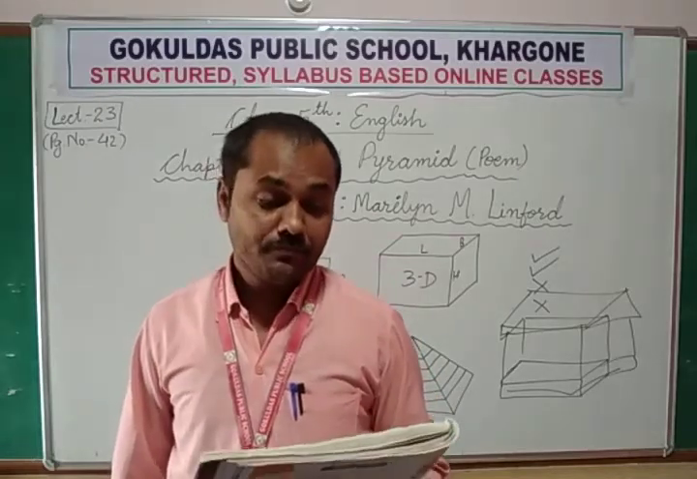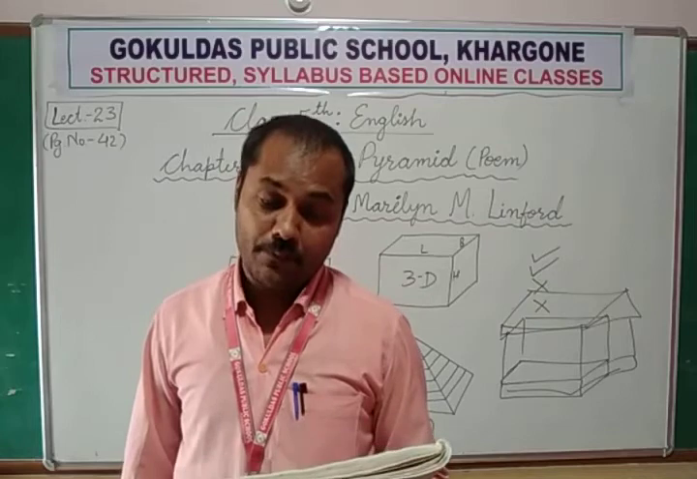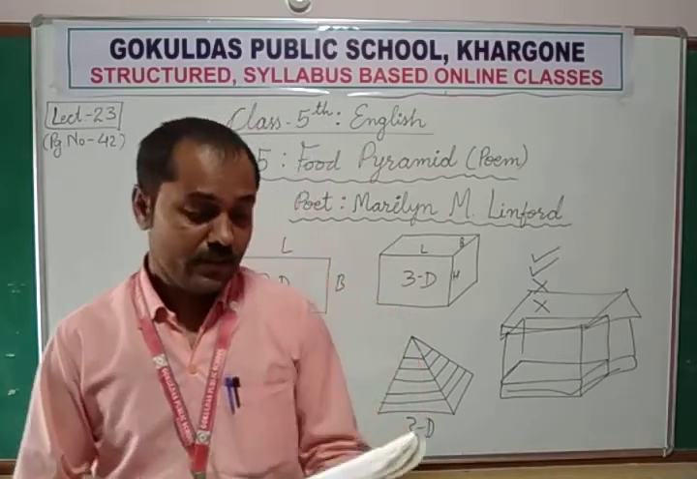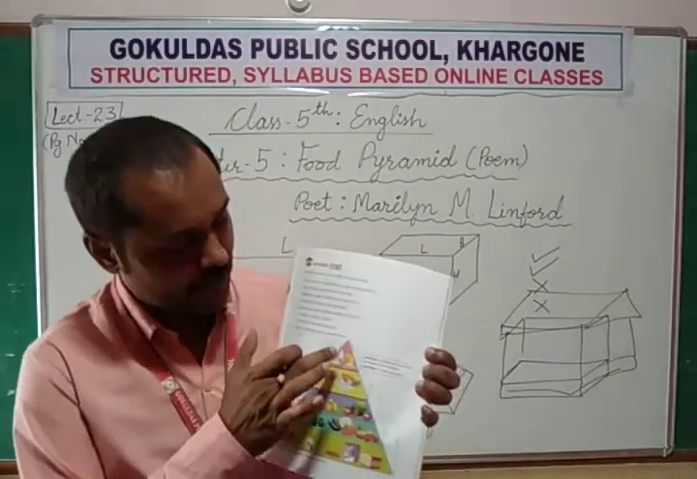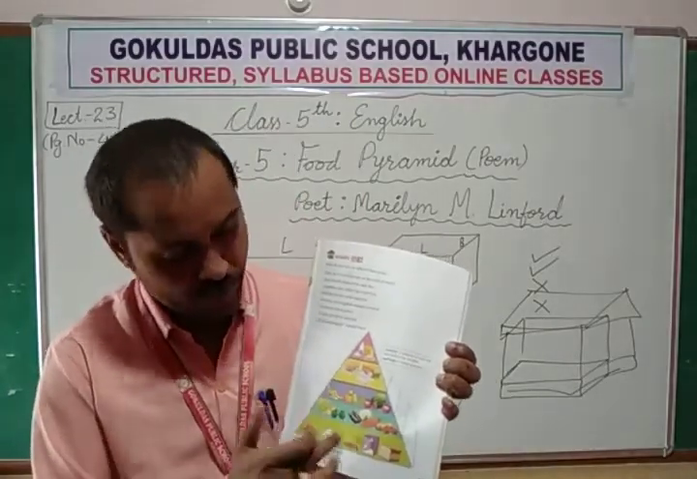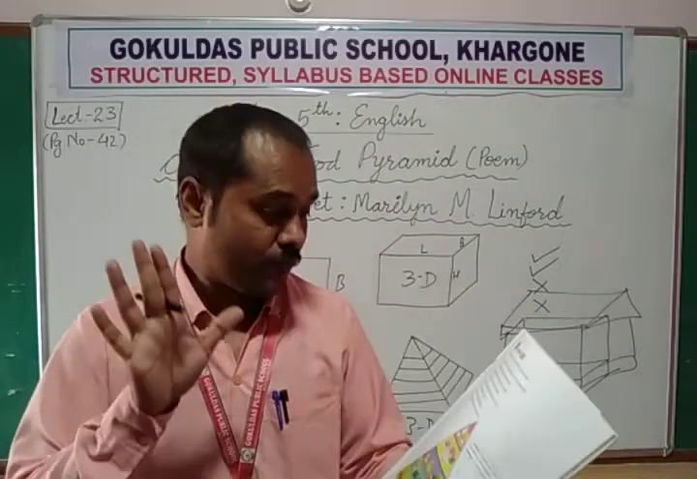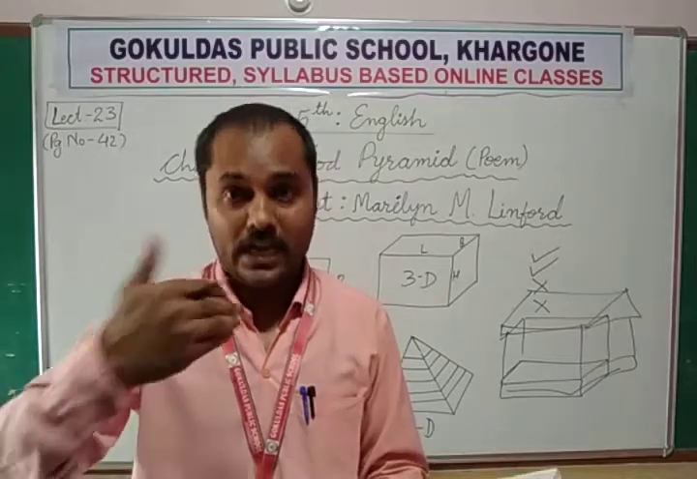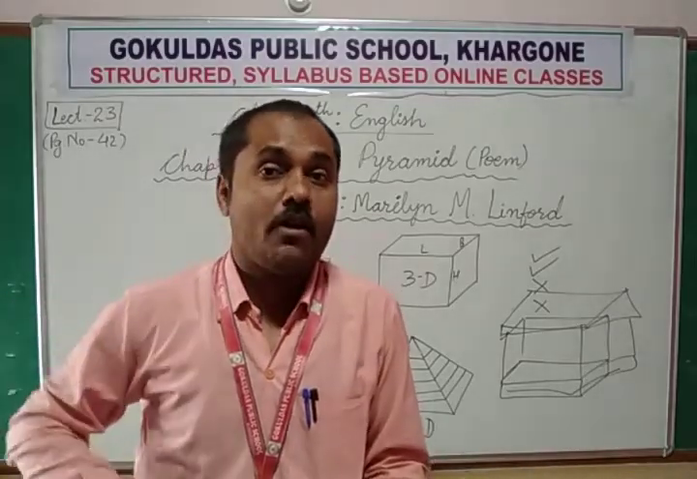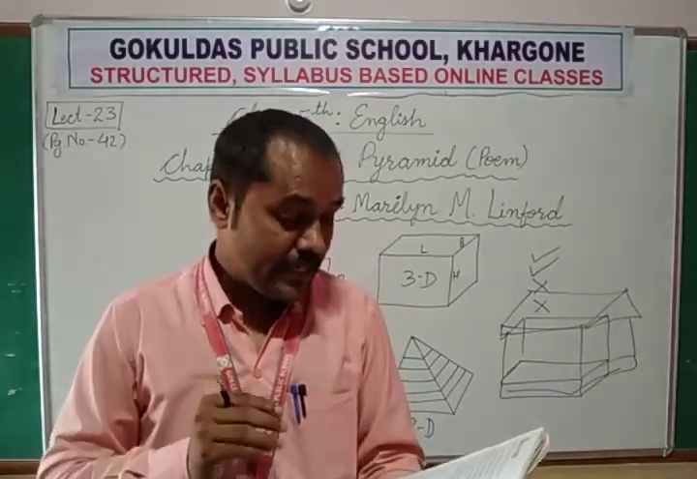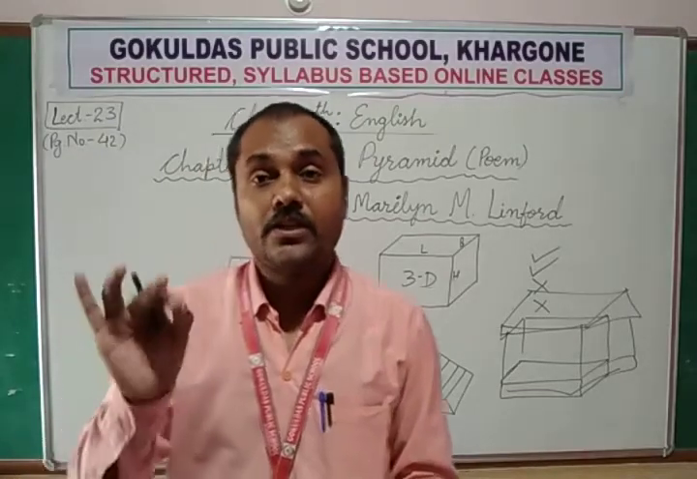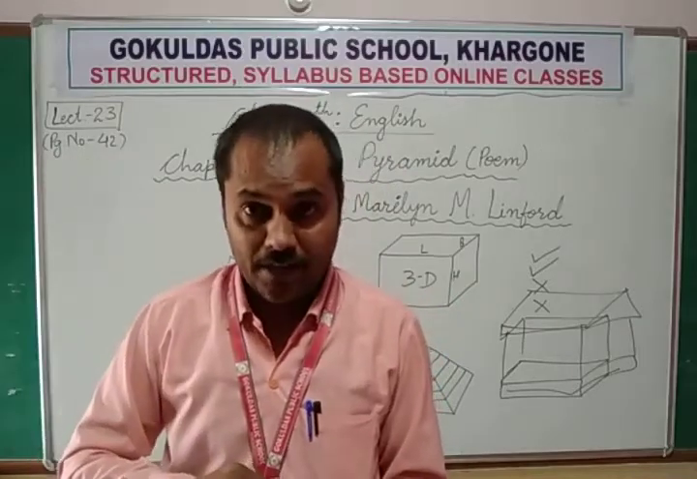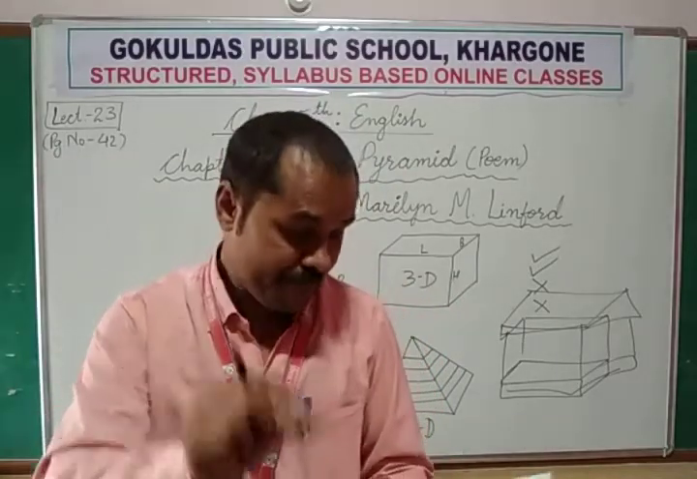Now next line, each food group supplies needed nutrients. Each food group means this food group 1, 2, 3, 4, 5. These all 5 food groups supply, means give us. It supplies in our body. What they supply is needed. Needed means which are necessary for our body, which are very, very important for our body. So these are called needed.